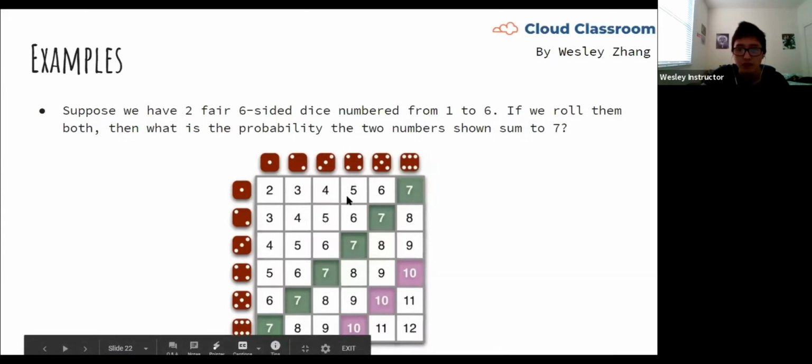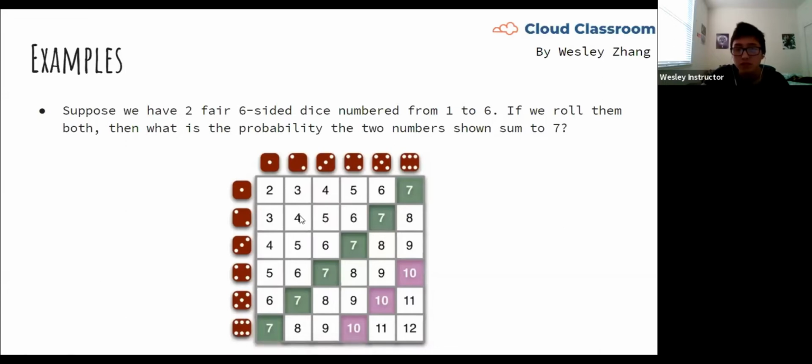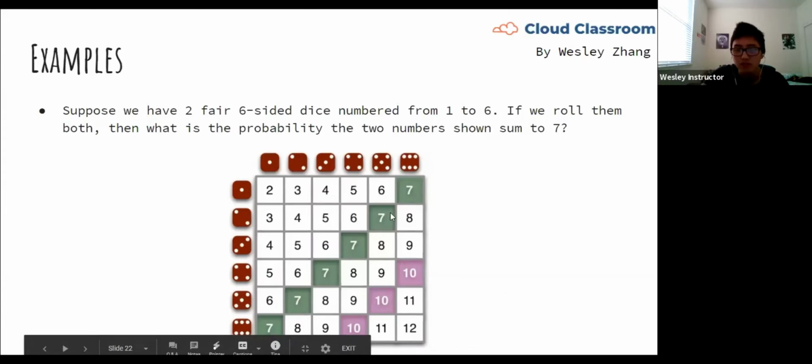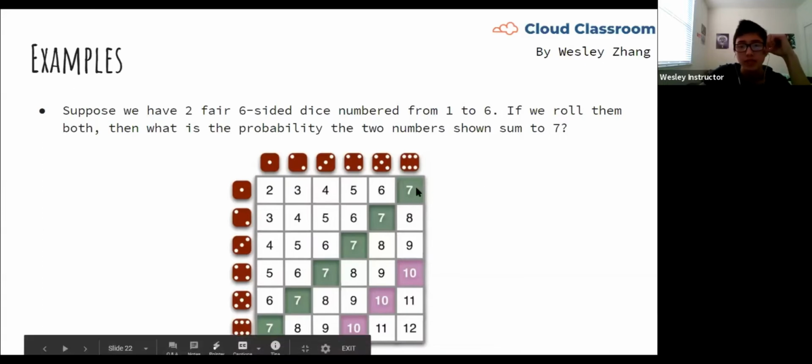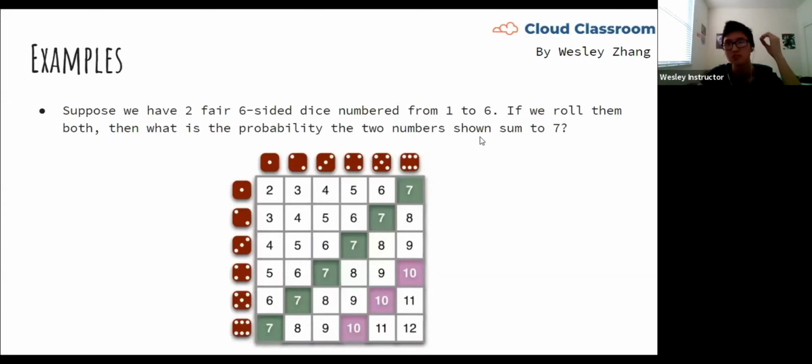As you guys can see, there are 36 total possibilities for sums. Some of the sums occur more than once. 4s occur 3 times, 5s occur 4 times, but the 7s occur the most. There are 6 possible ways they add up to 7 on two dice. So we count up the 7s, and that equals 6. 6 divided by 36 simplifies to 1 over 6. So the probability that the two numbers shown will add up to 7 is 1 out of 6.